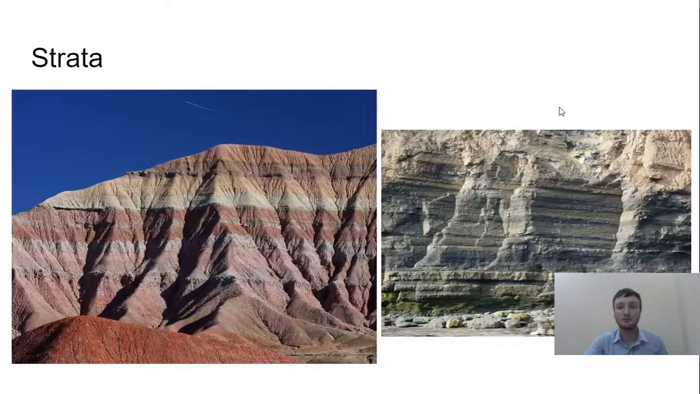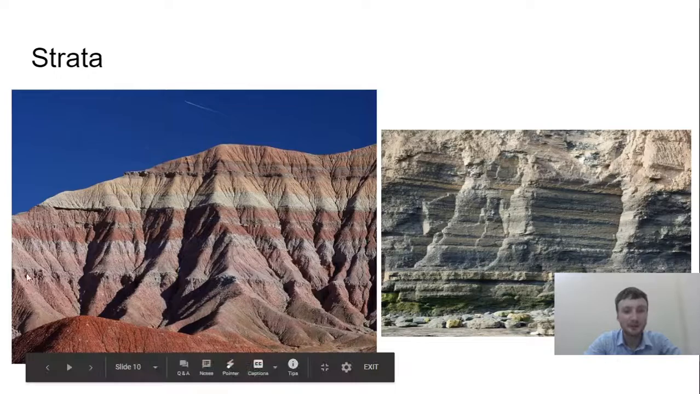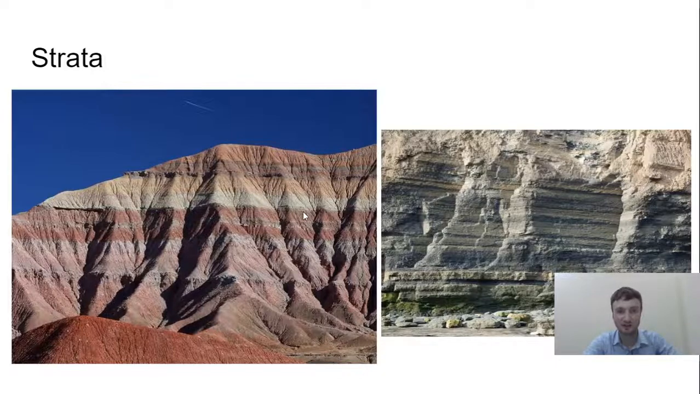Okay, so as new rock layers lay down in the sea, they all go one on top of the next one, on top of the next one, on top of the next one. We make these layers. We have a name for these layers: strata, rock strata. So these different layers, the strata, are formed over millions of years.